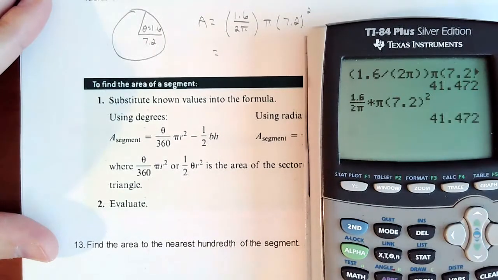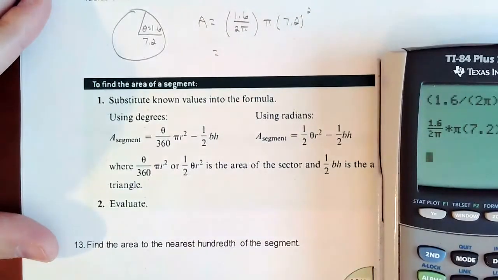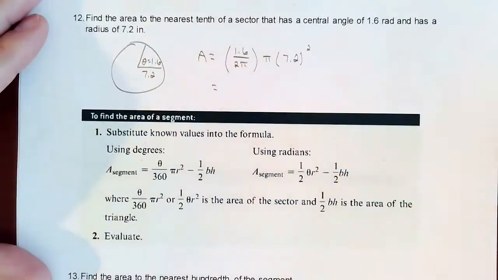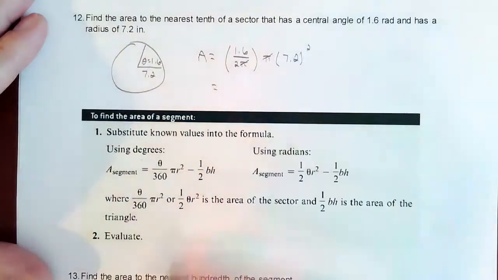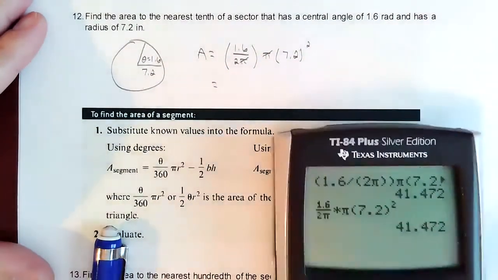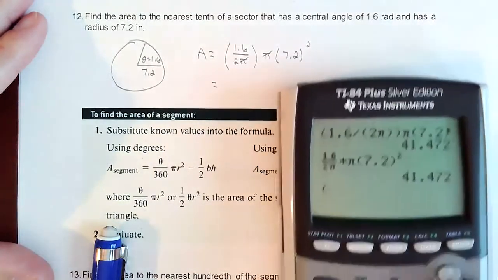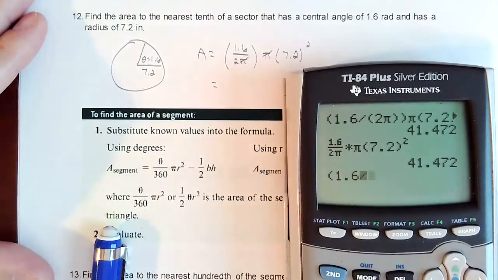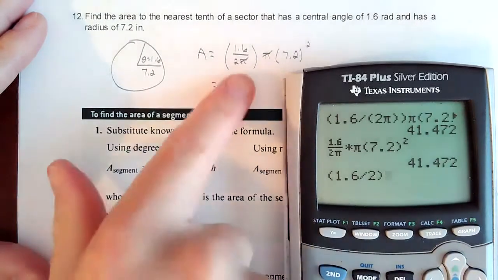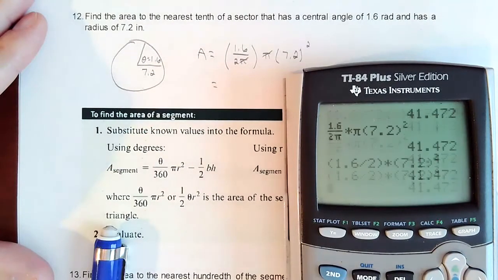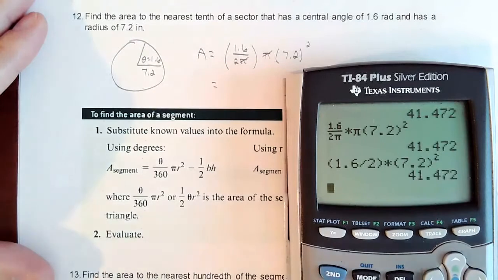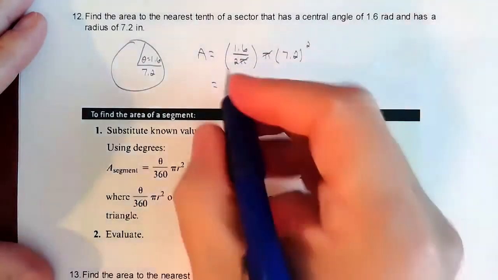All right. Or the last one is, every single time you're trying to do this, and if it's in radians, what I would do is that pi in the denominator is going to cancel that pi in the numerator. And so really, you can just do 1.6 divided by 2, because the pi would have canceled, and then just multiply it by 7.2 squared. So that's another option. All right, we're going to the nearest tenth, so the 7 makes the 4 a 5. So 41.5.